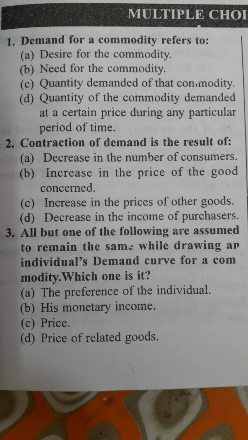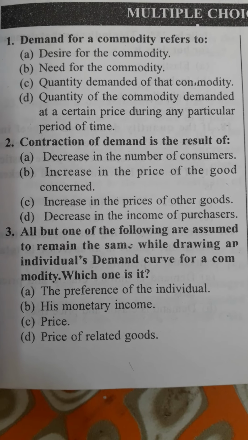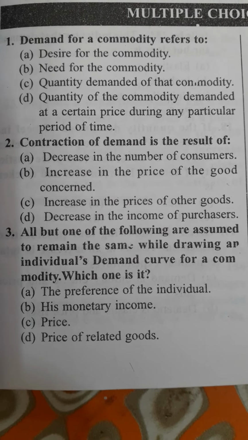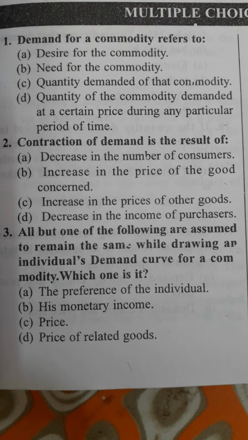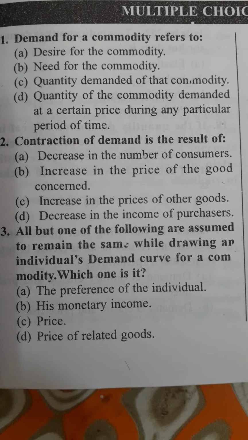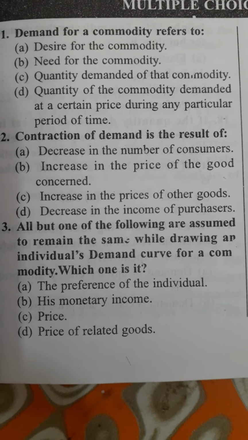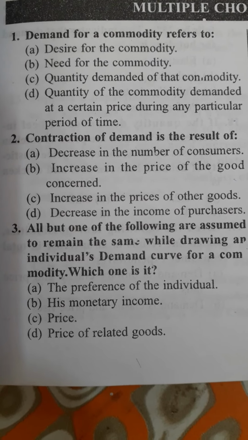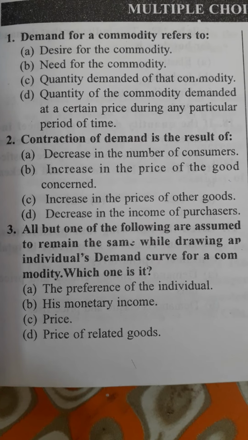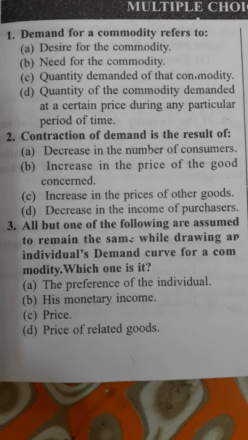Demand for a commodity refers to. What's the meaning of demand? First option is desire for the commodity. Yes, and option B, need for the commodity. Okay, and option C is quantity demanded of that commodity. That's right. And option D, quantity of the commodity demanded at a certain price during any particular period of time.